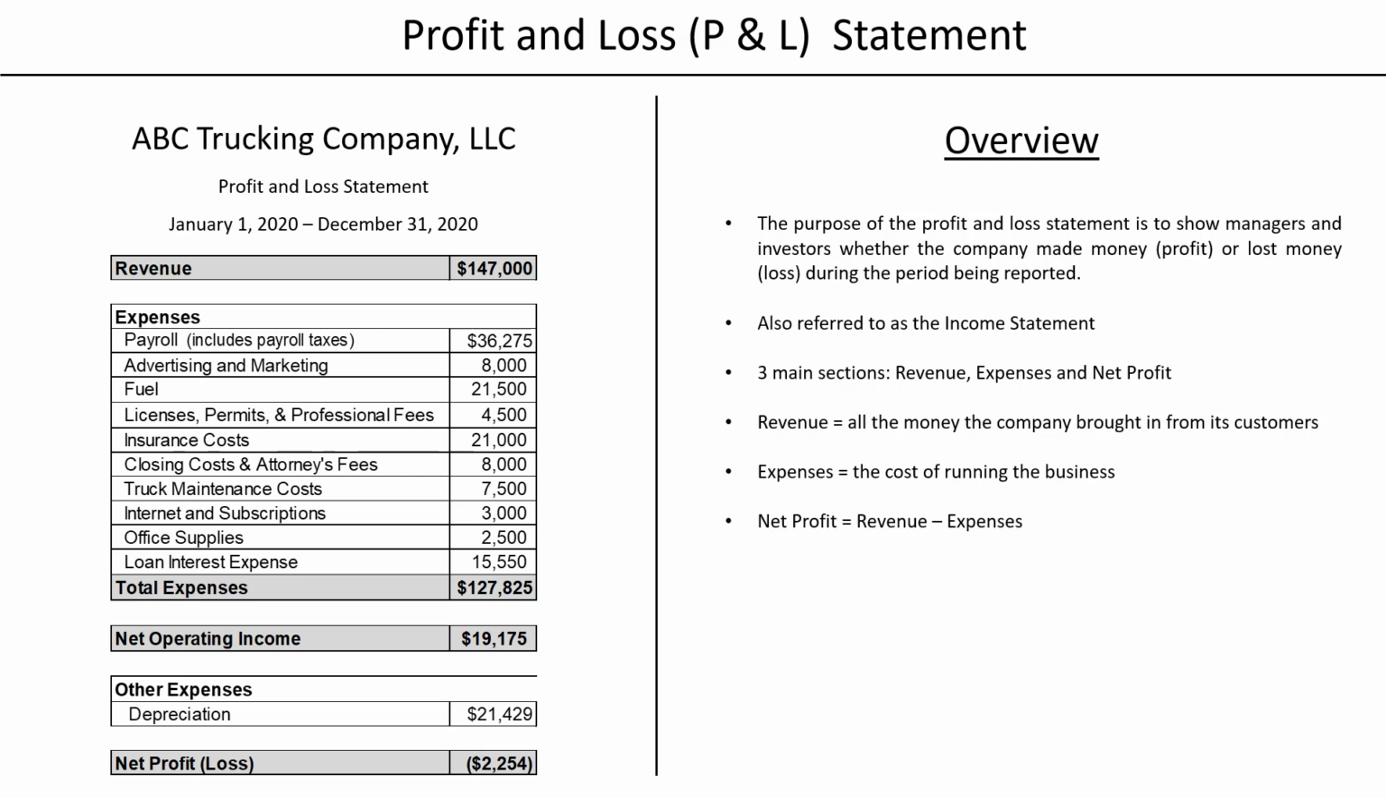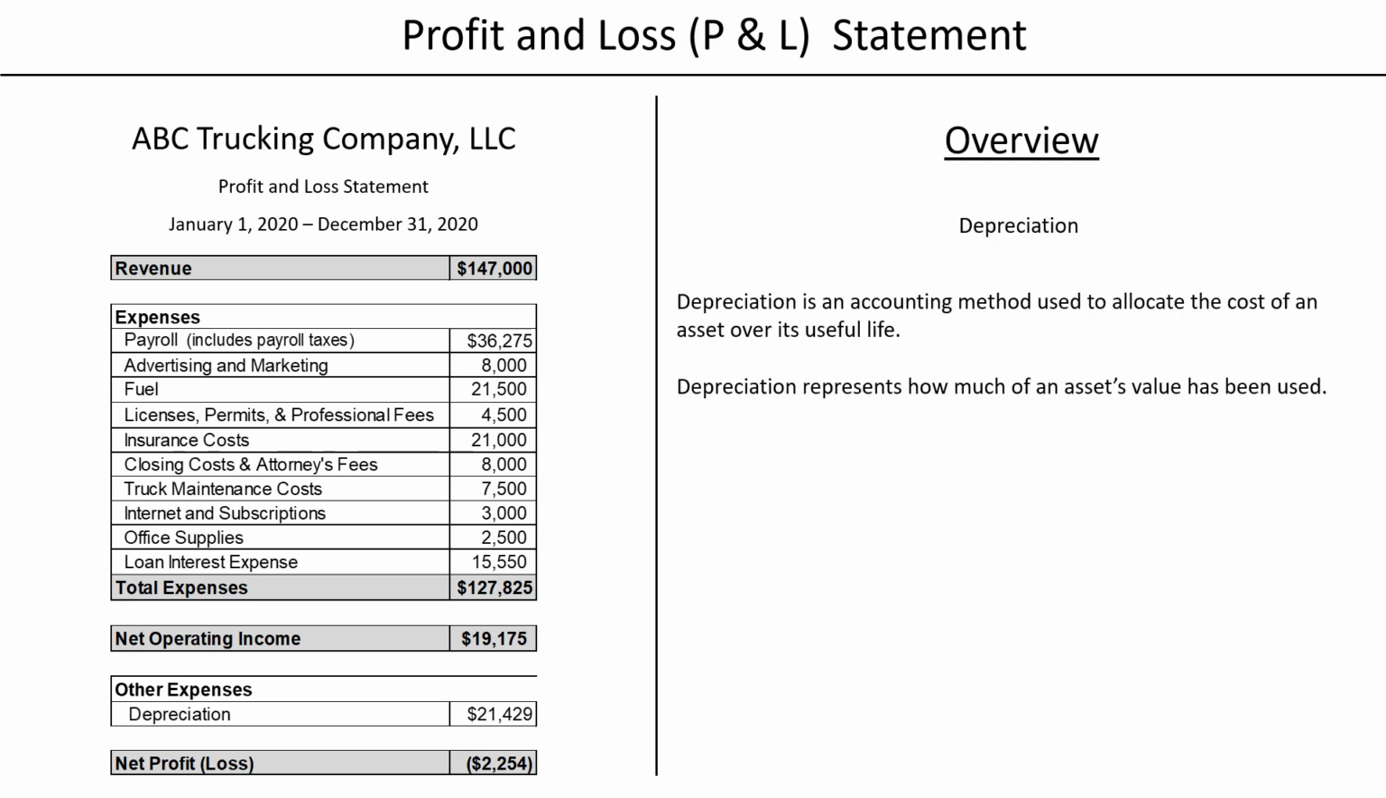$127,825. Subtract the expenses from the revenue, and that gives you a net operating income of $19,175. Subtract depreciation of $21,429 from net operating income, and the company has a negative net profit of $2,254. Now, a little bit about depreciation.